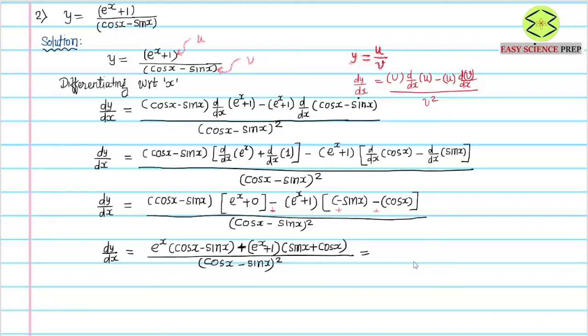If you multiply this, this will become e raised to x cos x minus e raised to x sin x. Here you will have e raised to x into sin x plus e raised to x into cos x, and then if you multiply with 1, you will get sin x plus cos x.